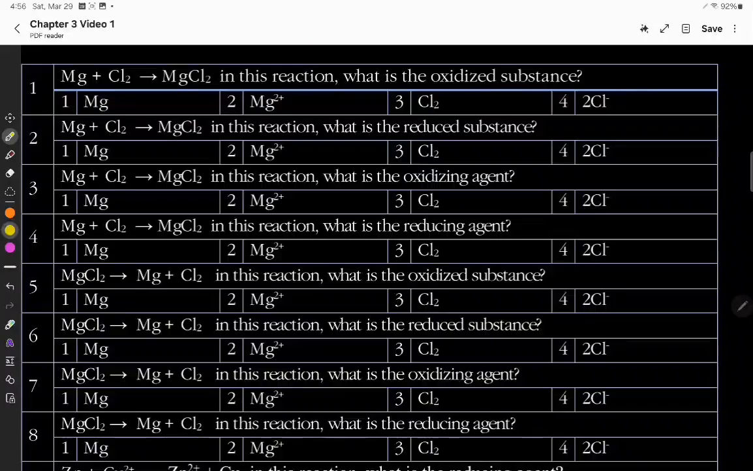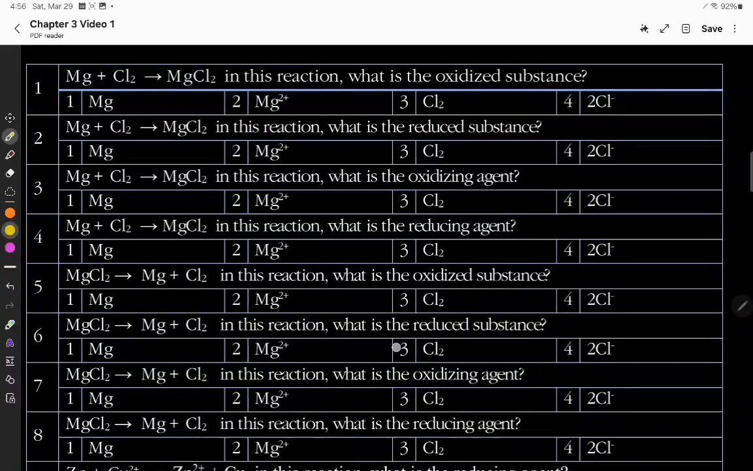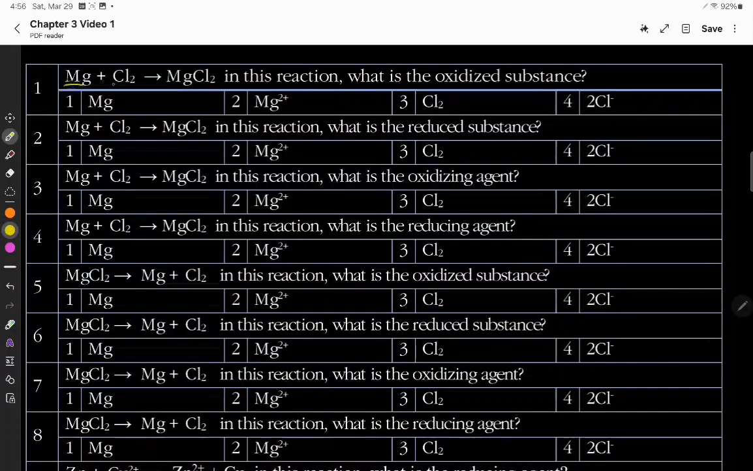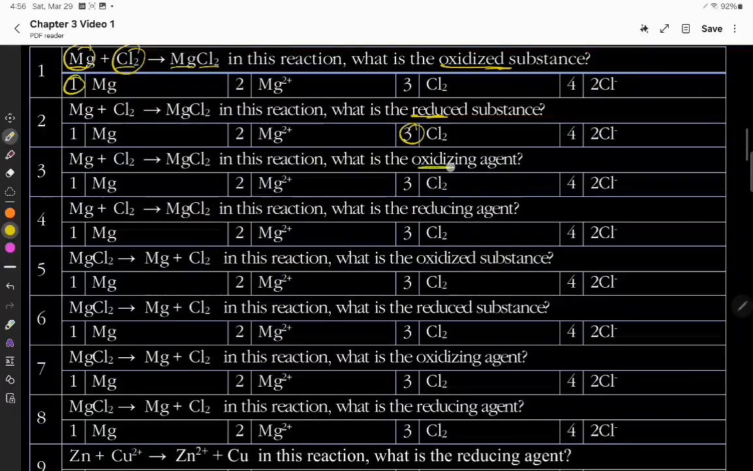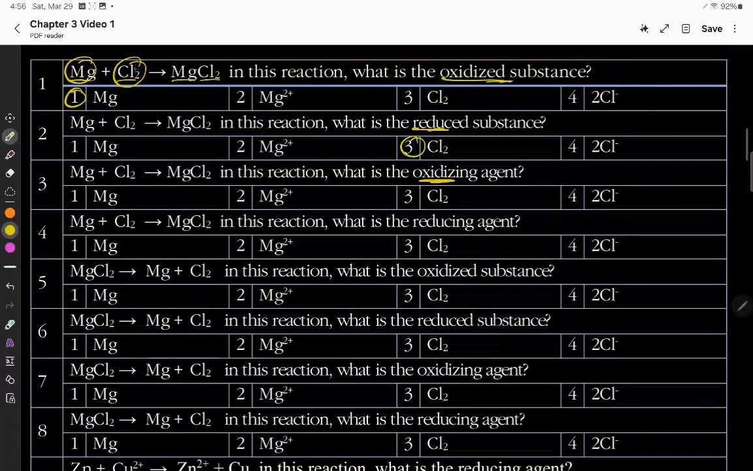This is like questions to practice. This is how the questions come. Magnesium plus chlorine gives magnesium chloride. In this reaction, what is the oxidized substance? The oxidized substance is Mg, number 1. What is the reduced substance? The reduced substance is Cl, it will be Cl2. What is the oxidizing agent? The substance which is reduced, also Cl2.